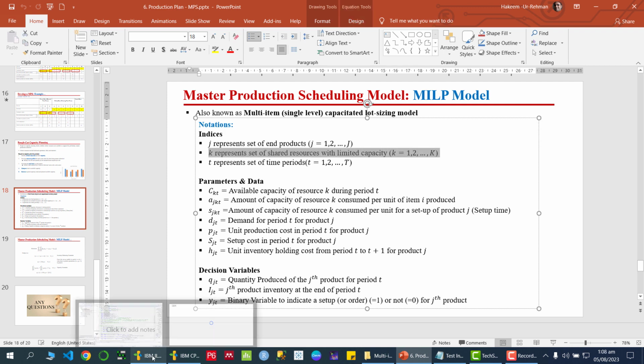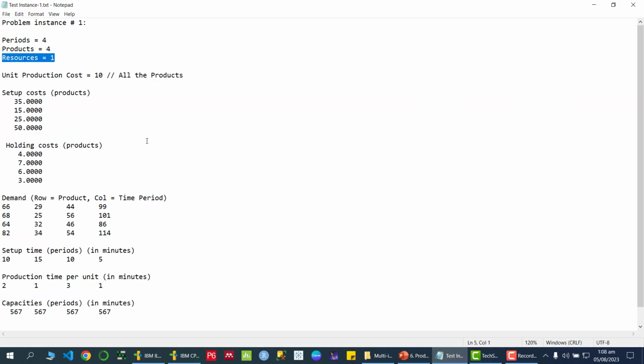If K is 1, then in the model there is no need to define K, because we only have one resource, which means one machine. So majorly we are going to use J and T, because we have multiple products and multiple periods. The unit production cost for all the products is 10. They have given the setup cost for every particular product, holding cost for every particular product, and the demand.